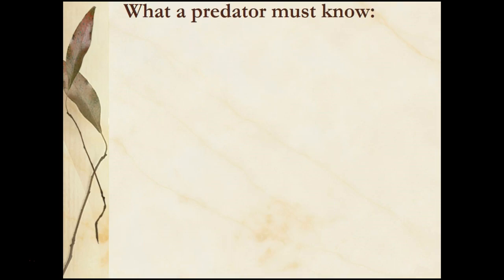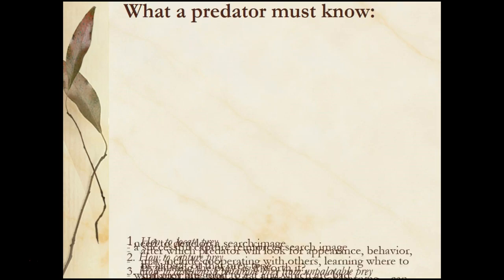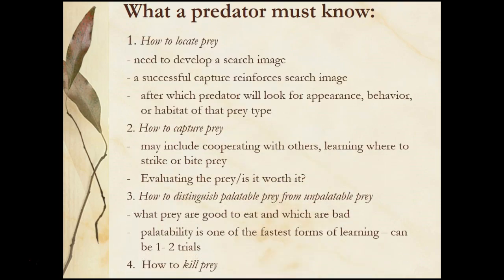Okay, so let's think about what a predator has to know in order to be successful. The first is how to locate prey. They need to figure out what they eat, where they're going to find it, and what that prey is going to look like. So for example, I call this a search image.